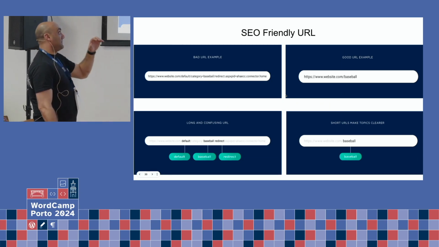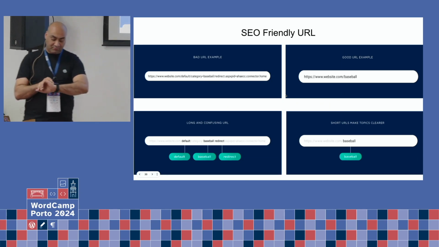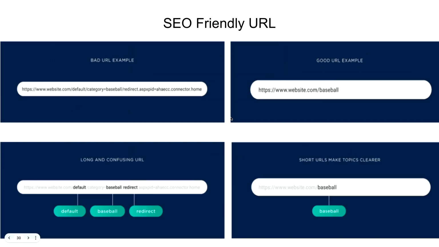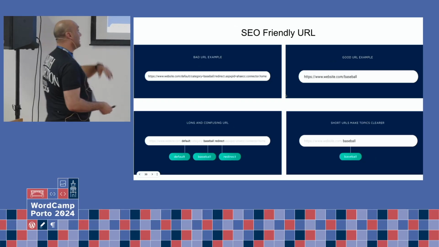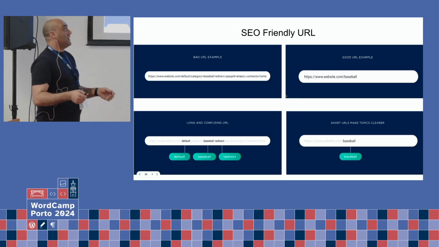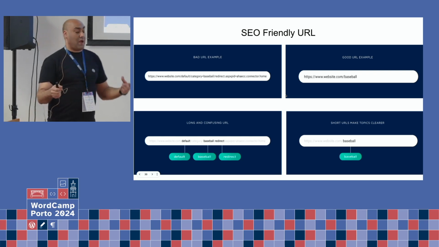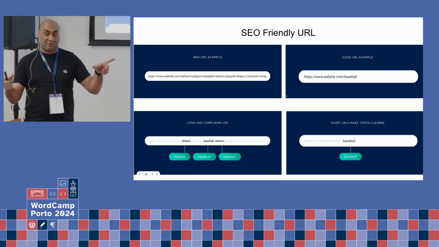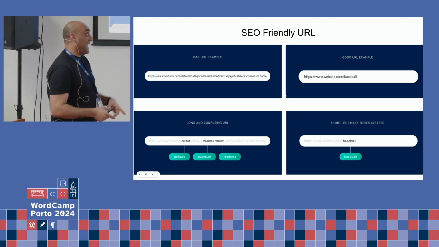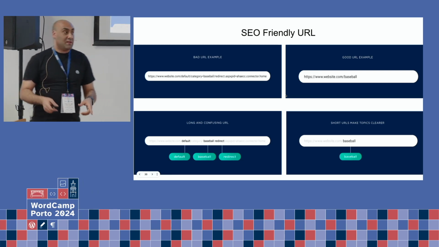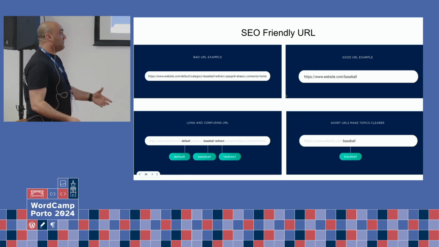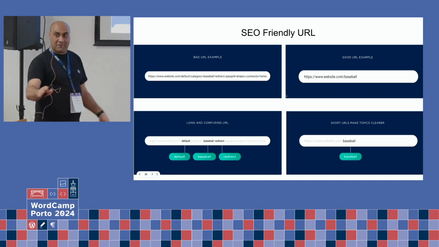Last thing, the friendly URL. The friendly URL is one of the most important things, because sometimes I'm confused by a long URL that contains a lot of parameters. I don't know why, but Google likes a clean URL and a short URL. So, in my opinion, you need to correct that for the new website.